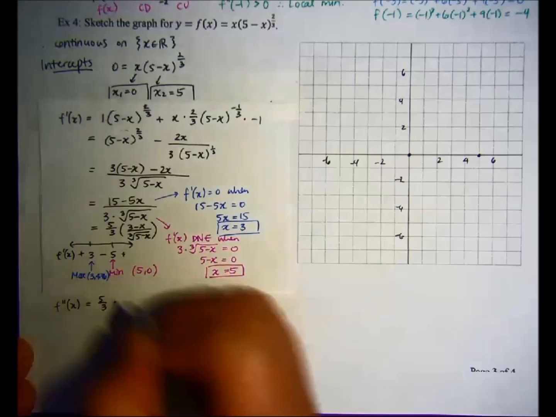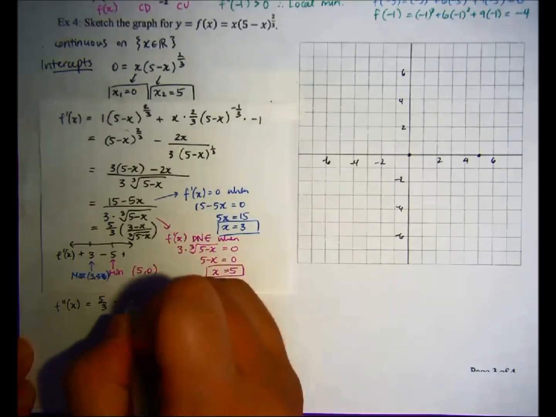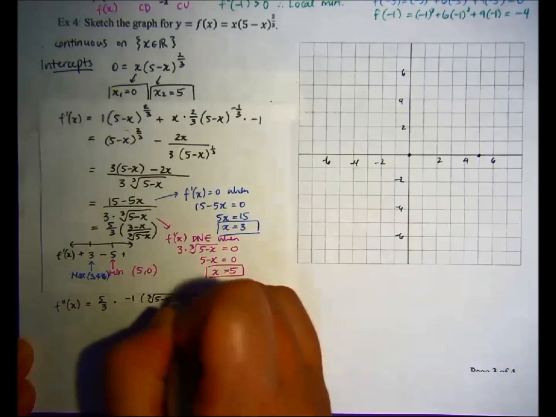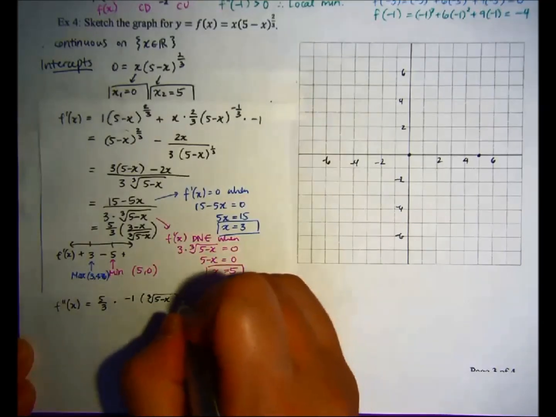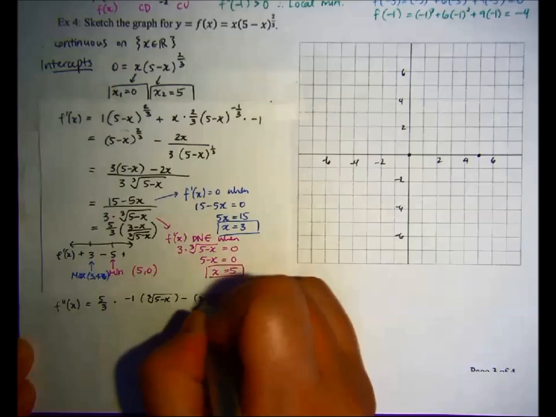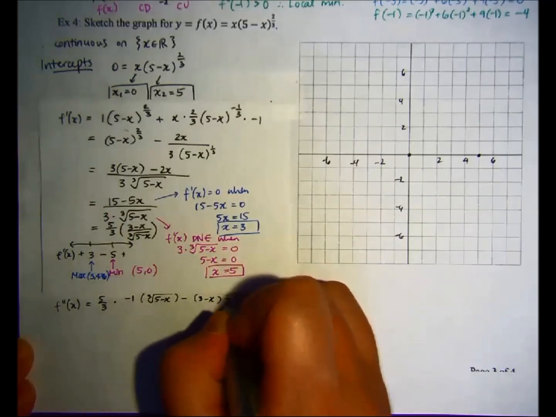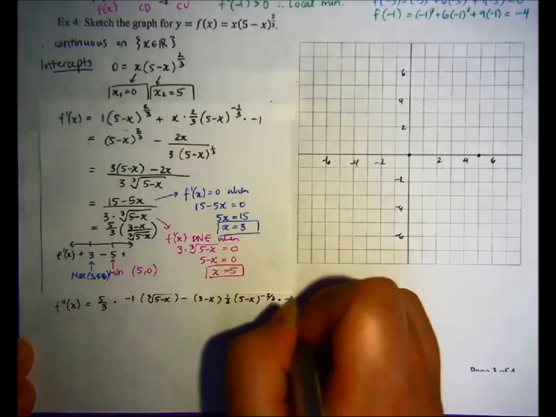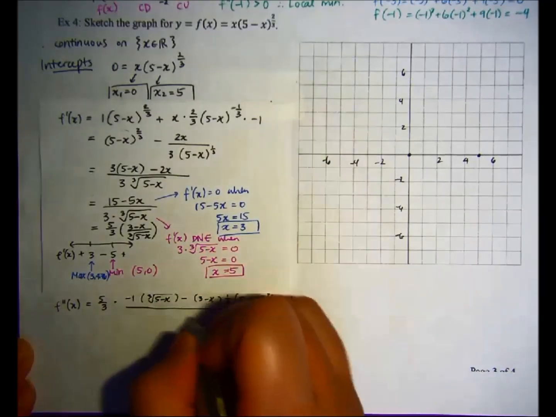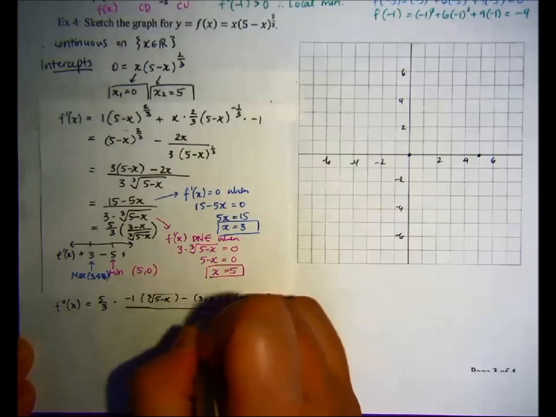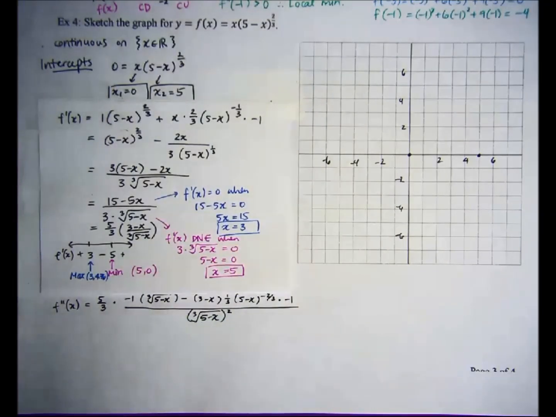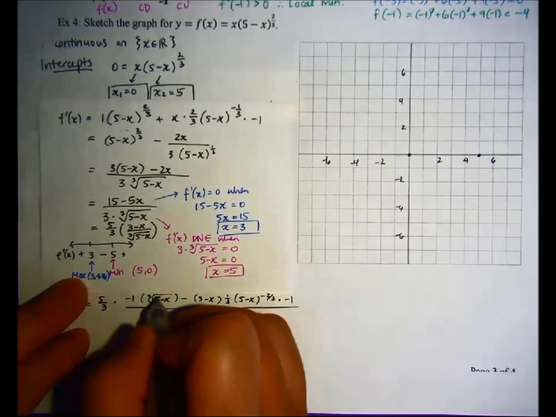And that way I can just leave the 5 over 3 outside when I take the second derivative. Okay. So derivative of the numerator is negative 1, and then cube root of (5 minus x) minus (3 minus x), and this is going to be 1/3 (5 minus x) to the negative 2/3 times negative 1, all over cube root squared. So a little bit messy, but we're going to have to simplify it.